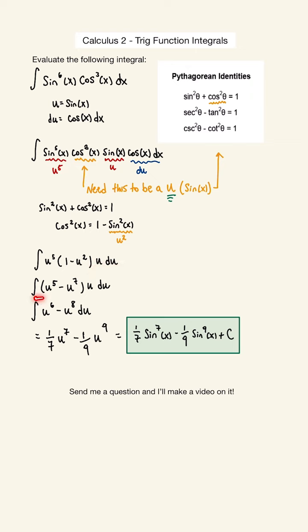Now we can go ahead and factor all of this expression in. We'll get u to the sixth minus u to the eighth du. We can go ahead and do the integral, and we'll get the following expression. And when back substituting our sine of x for u, we'll get our solution to this example problem.